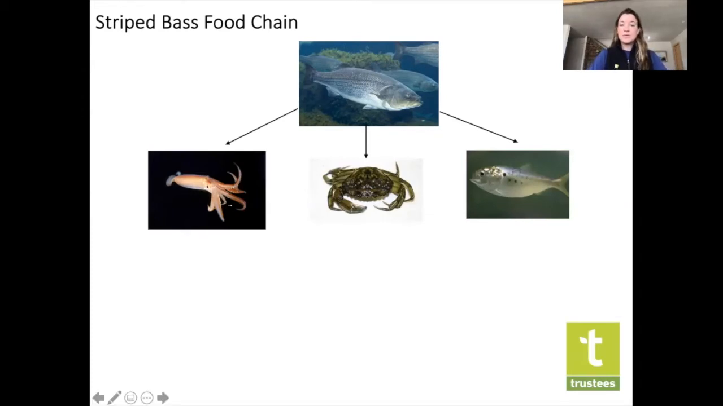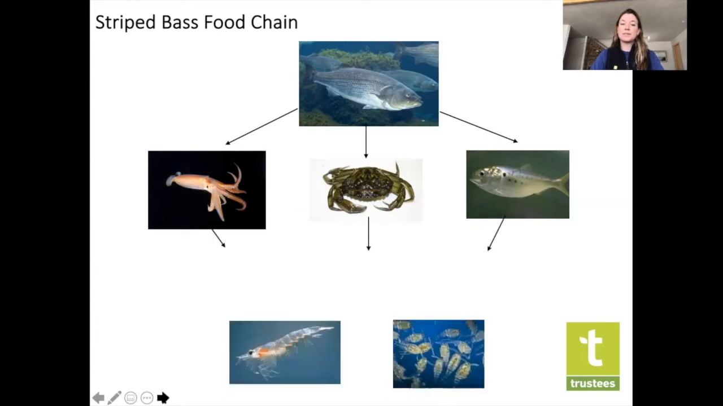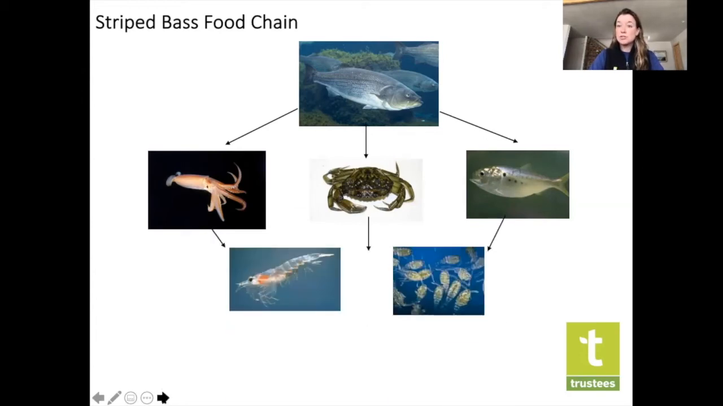So it's important that we understand striped bass are eating these species and they're getting energy from this food source. Then what are the squid, crabs, and smaller forage fish eating? Because this all relates up the food chain back to the striped bass. So next we have zooplankton. Zooplankton, these are smaller marine species like krill that you're seeing here, or copepods.